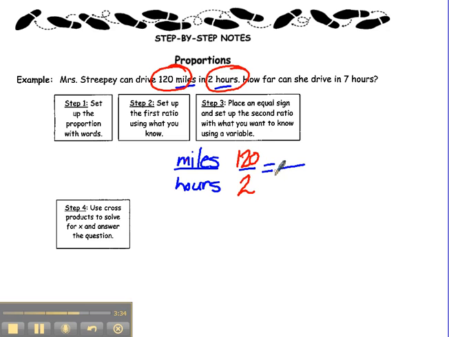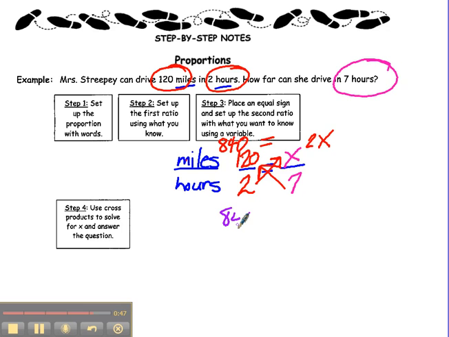So step 3, place an equal sign and set up the second ratio with what you know and using a variable. So the question is, how far can I drive in 7 hours? Your 7 is going to go on the bottom because we've said that with the words, and your x will go on top. Step 4, use cross products to solve for x and answer the question. 2 times x equals 2x. 7 times 120 equals 840. Set your cross products equal to each other and bring them down. 840 equals 2x.